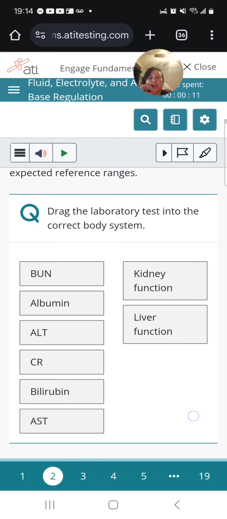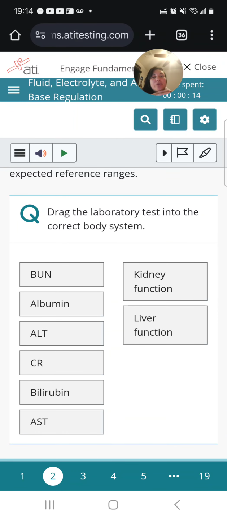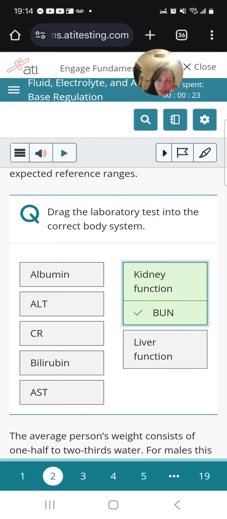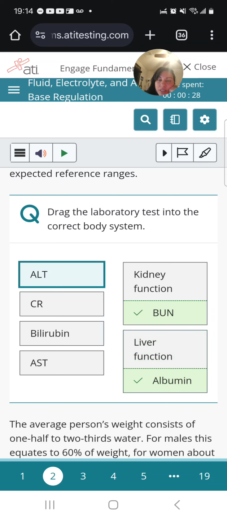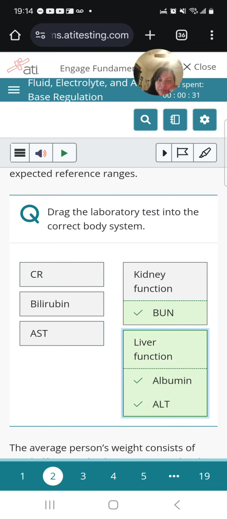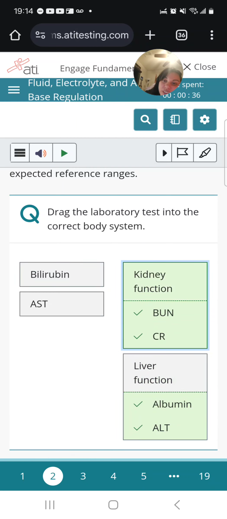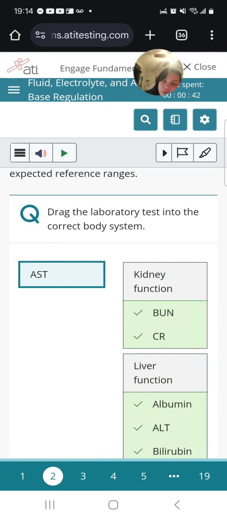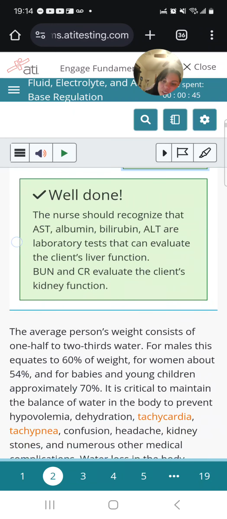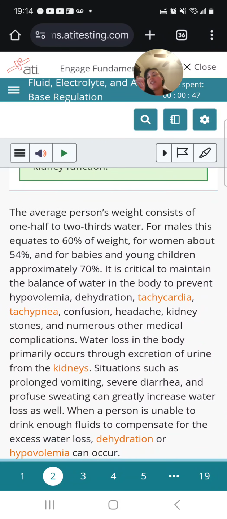Okay. So here's one of the questions. It says, drag the laboratory test into the correct body system. So BUN would be a kidney function or a liver function? Kidney. Albumin, would that be a kidney or a liver function? Liver. ALT, would that be a kidney or a liver function? Liver. Creatinine, would that be a kidney or a liver function? Kidney. Bilirubin, would that be a kidney or a liver function? Liver. AST, would that be a kidney or a liver function? Liver function.